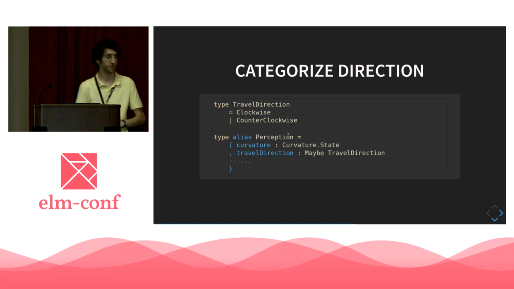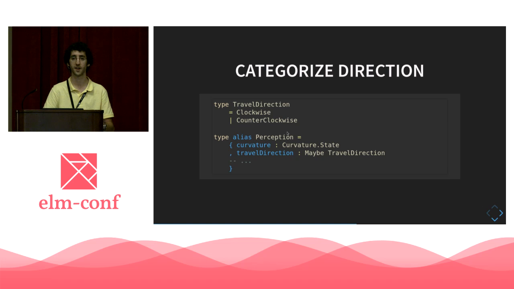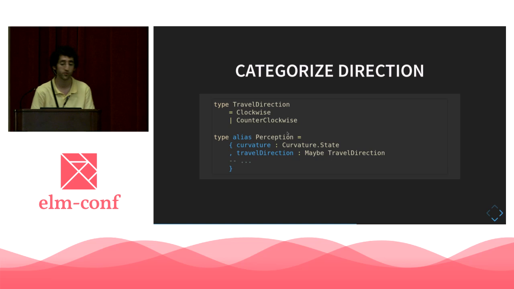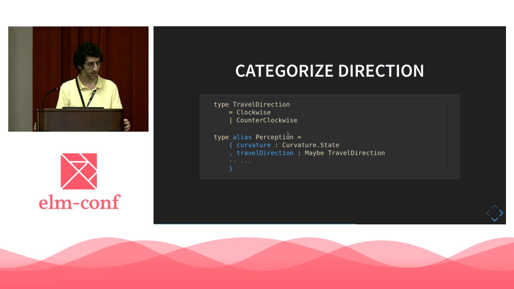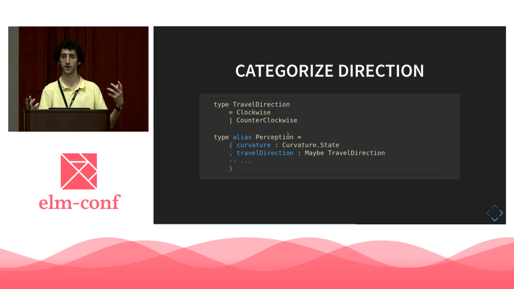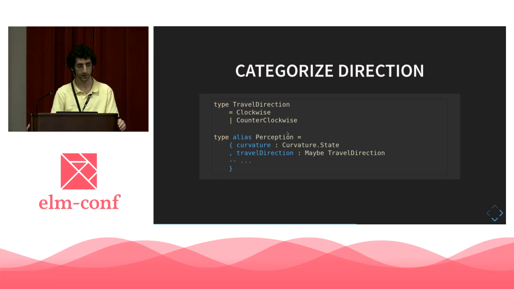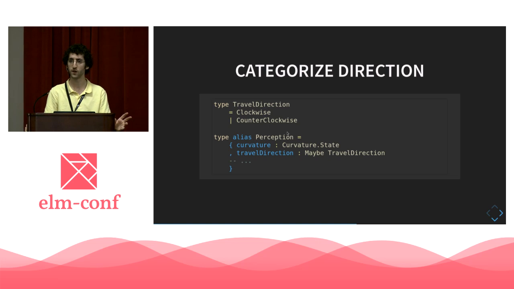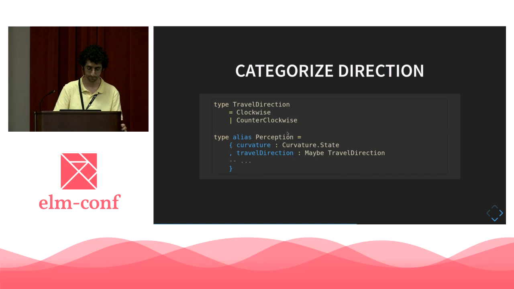Okay. So that gives us a measure of the instantaneous curvature of the track, and so now we can use that to categorize, well, what direction are we going overall, clockwise or counterclockwise? And it's possible that we just don't know, so we represent that in our perception record as a maybe travel direction. It would be kind of equivalent to say, well, instead of maybe travel direction, let's just make that type have a third variant of unknown direction. And that would be basically equivalent. And I basically just pick whichever one makes it more convenient to do pattern matching on later when I want to make decisions based on that value.